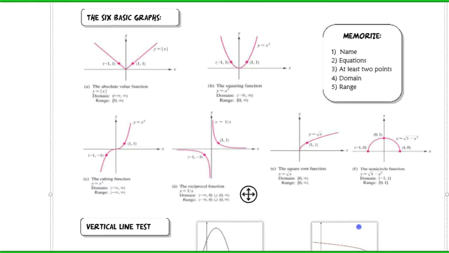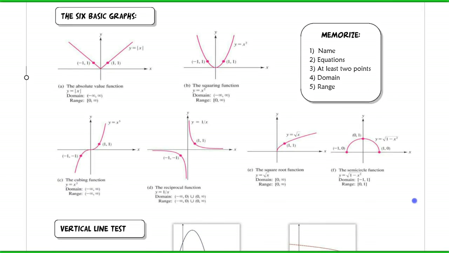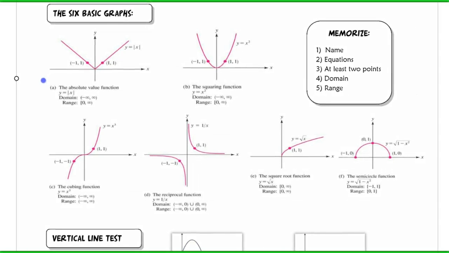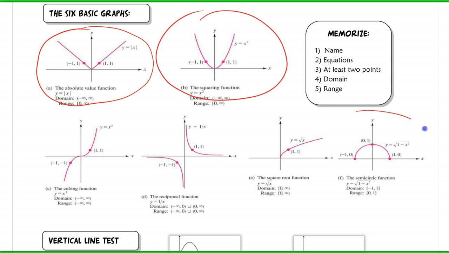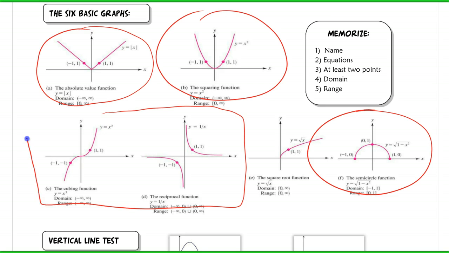Okay, so symmetric about the y-axis would be an even function. So we have an even function here, an even function here, an even function here, and that's about all. The odd function is going to be these two guys right here.